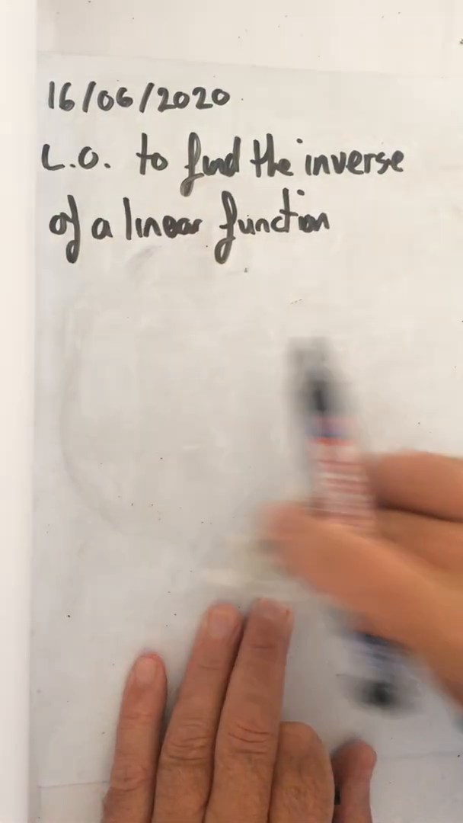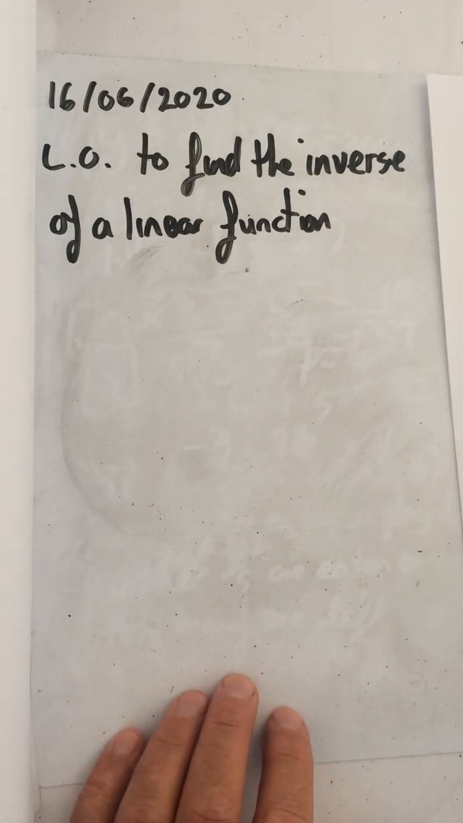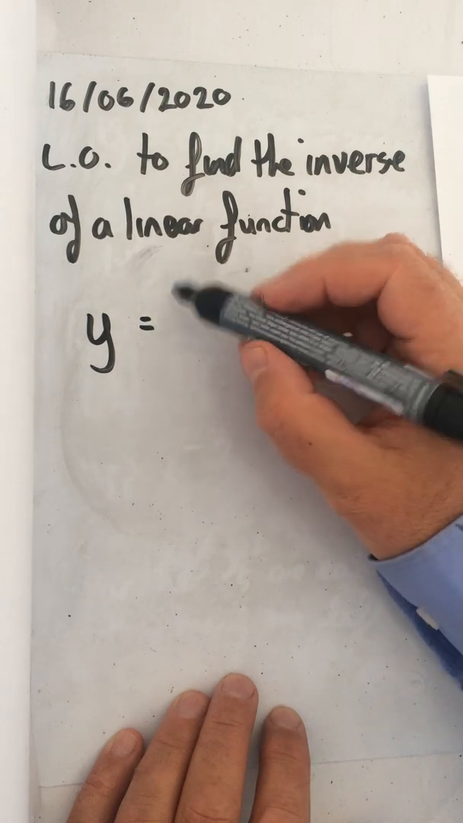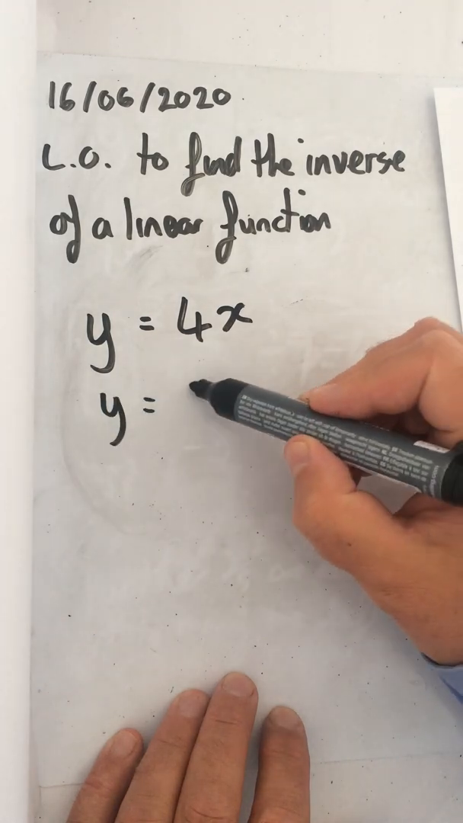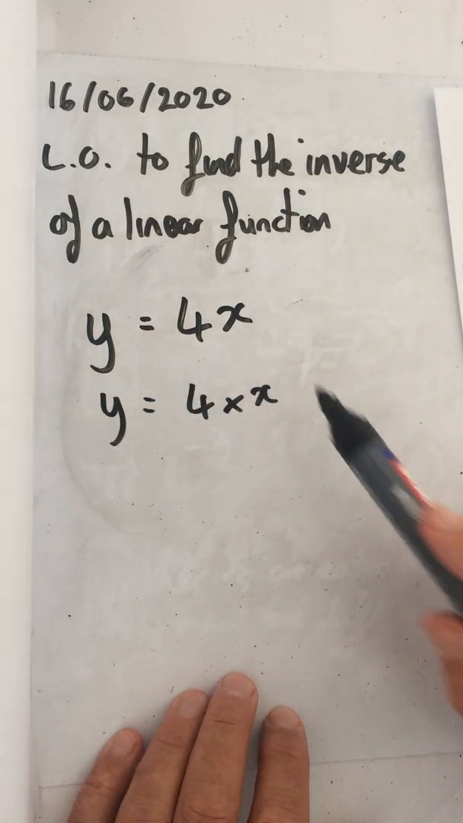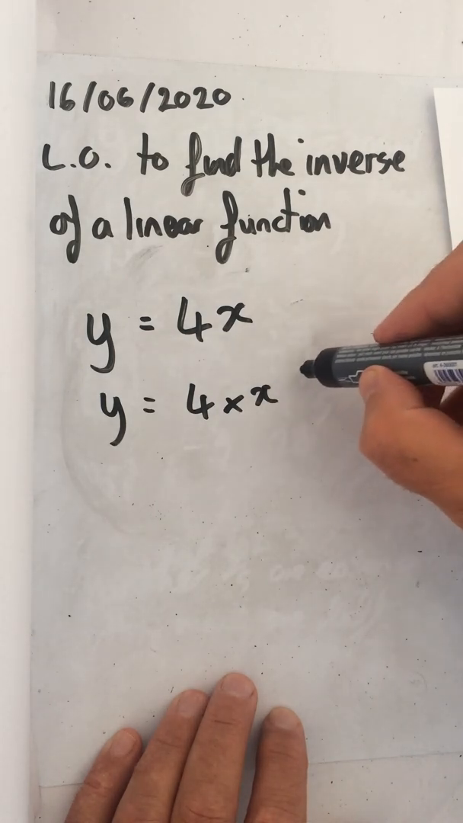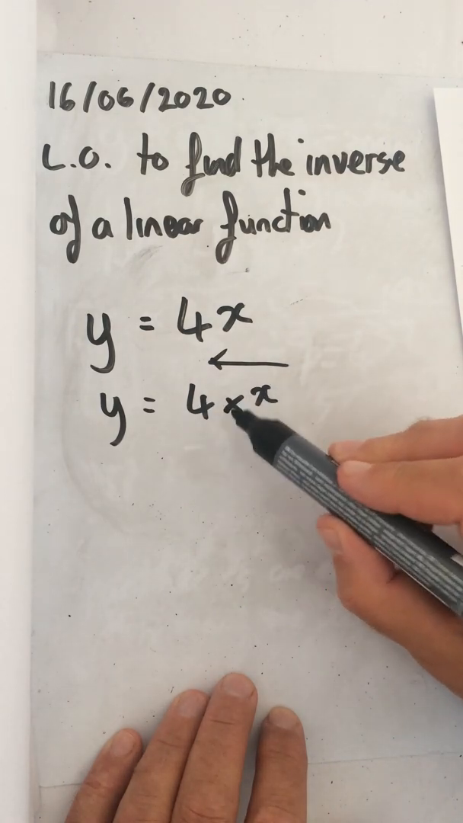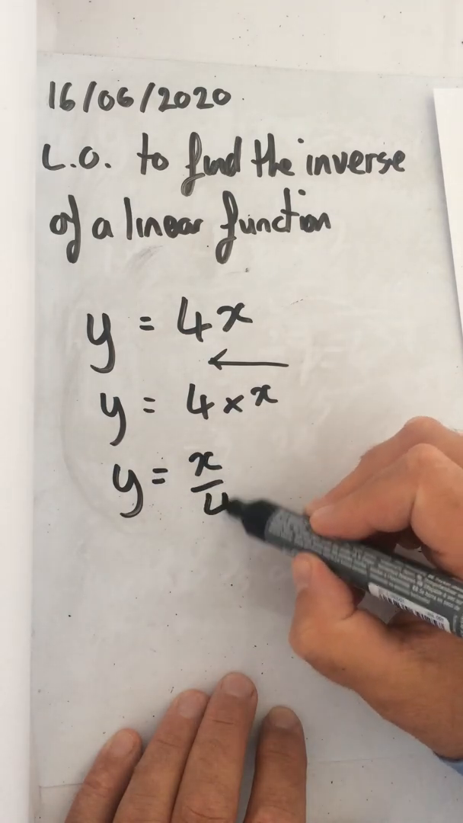So, inverse linear functions. So we can do the same then for a linear function. So let's have a look. We've got for a linear equation, y is equal to 4x. Now this, remember, means y is equal to 4 times x. So if I want to do the inverse, the opposite, I'm just going to work in the opposite direction. So instead of x times 4, I do an x divide 4. So y equals x over 4.